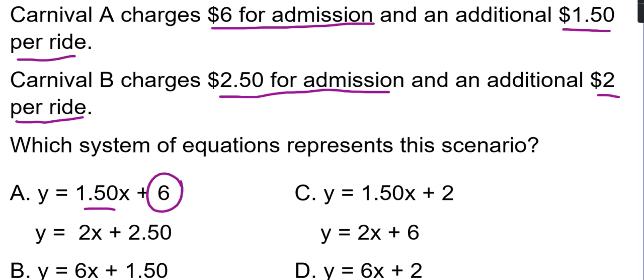Well, that one says $2.50 for admission, and we see that, $2.50 by itself. Initial value, something you spend once, and $2 per ride, 2 times x. So choice A has that correctly.